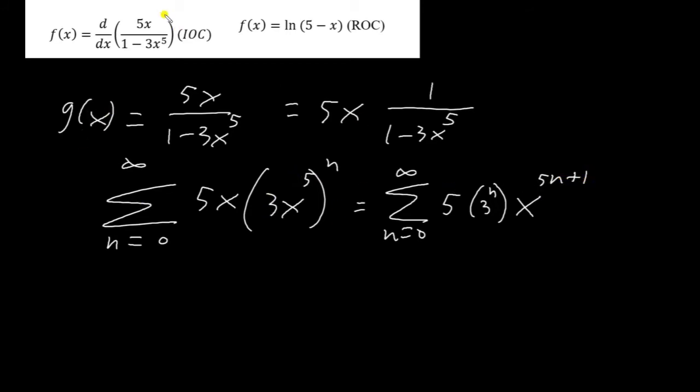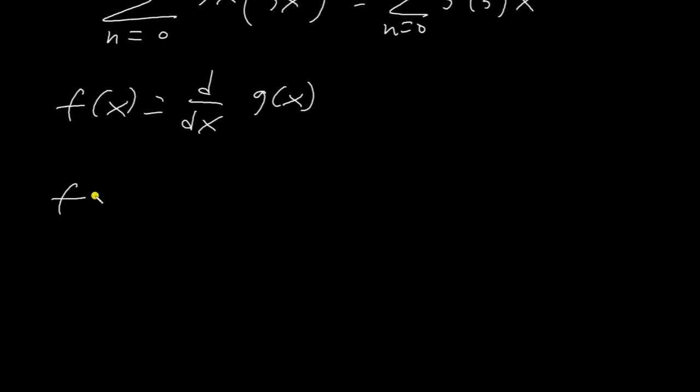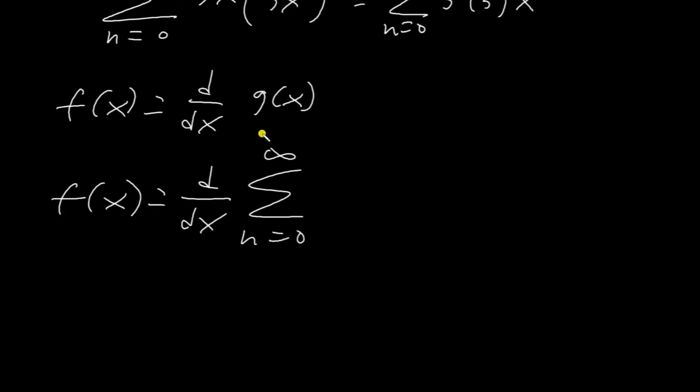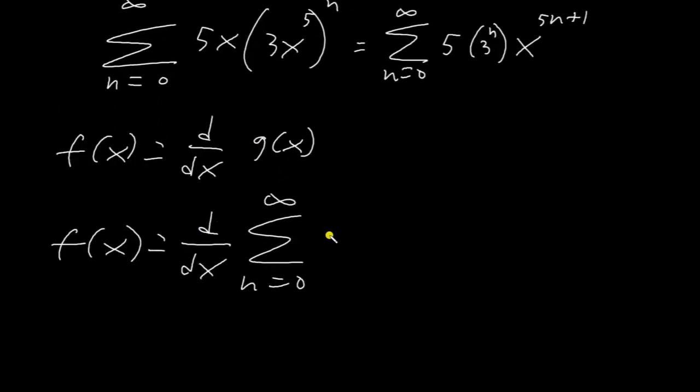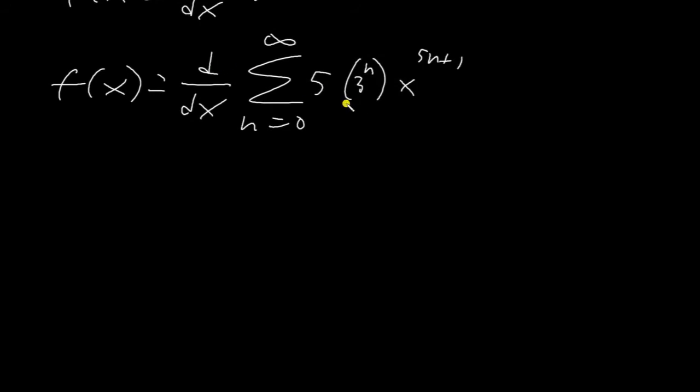So if we want to take the derivative of that, since f of x equals the derivative of g of x, f of x is the derivative of the sum from n equals 0 to infinity of 5 times 3 to the n times x to the 5n plus 1. And you're like, okay, cool, what do I do now? Well, you can just literally take the derivative of this, like you're just taking a derivative of a normal function.